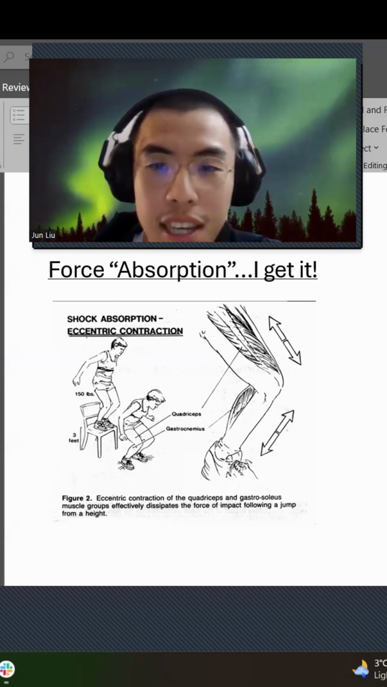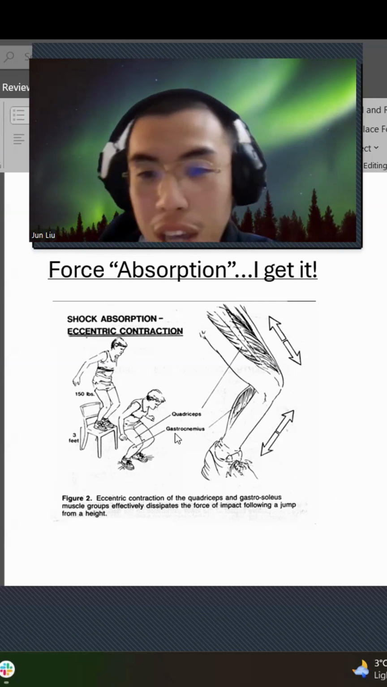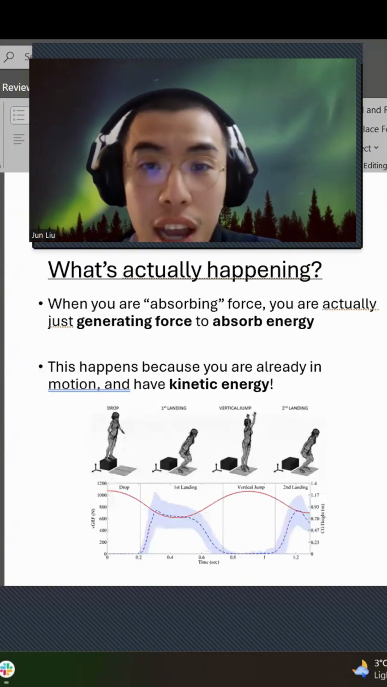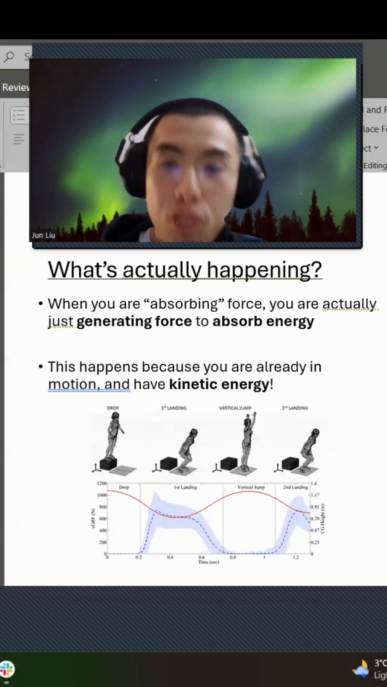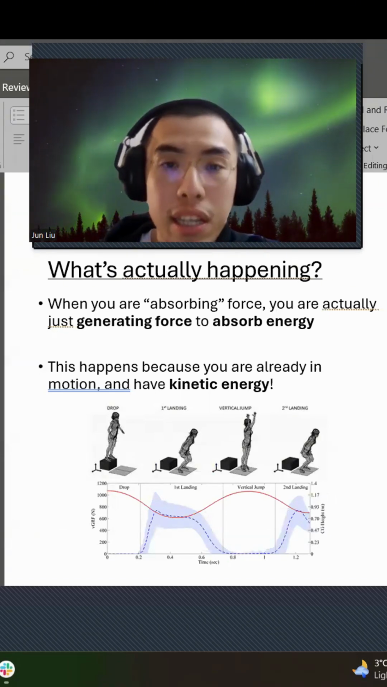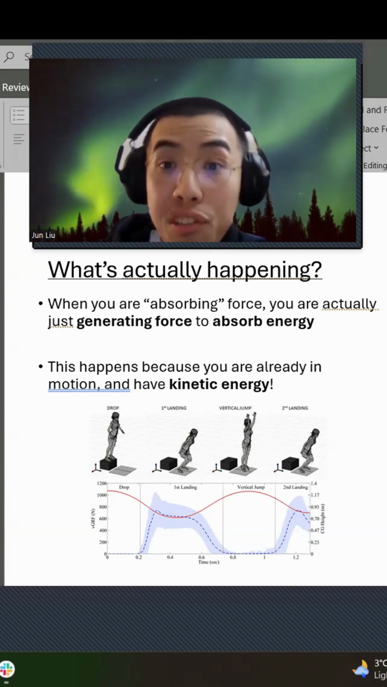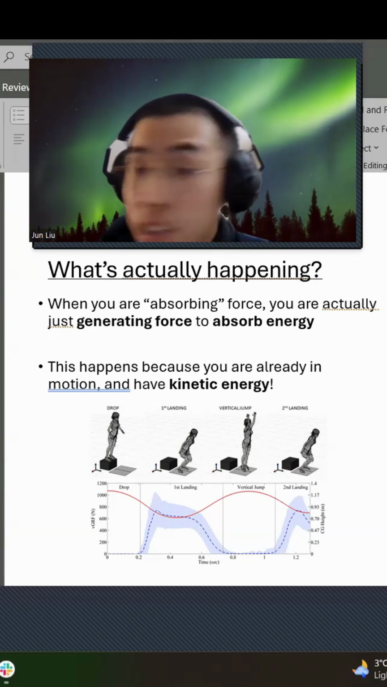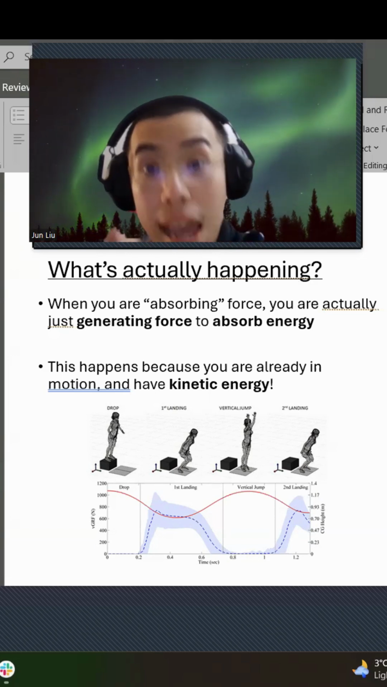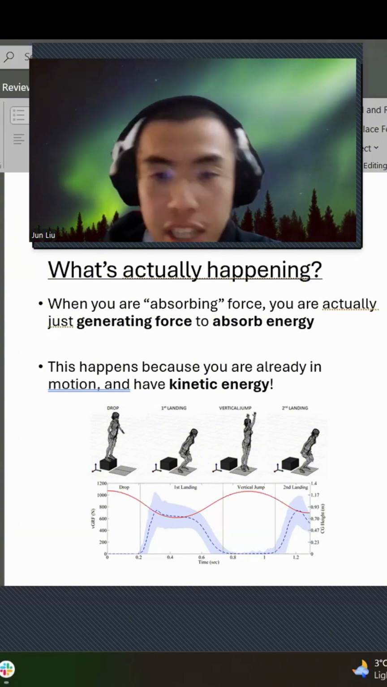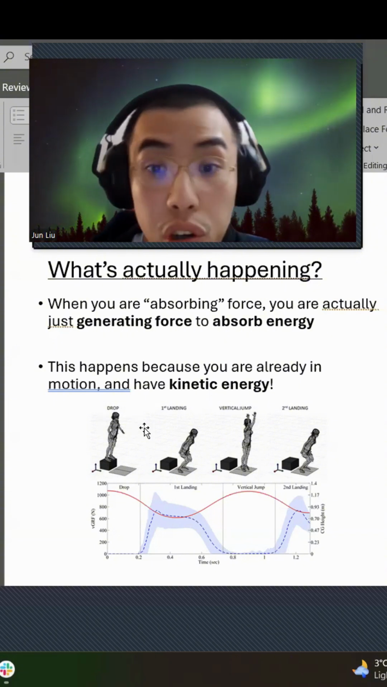Okay. So typically, people describe force absorption when you have some sort of a landing task, right? And what is actually happening in those tasks is that when you're absorbing force, you're actually generating force to absorb energy. So, some amount of stuff is being absorbed, right? It's not momentum. Momentum is conserved, but energy, some of it does turn into heat, and then the rest gets turned into elastic energies within your lower limb tissues.